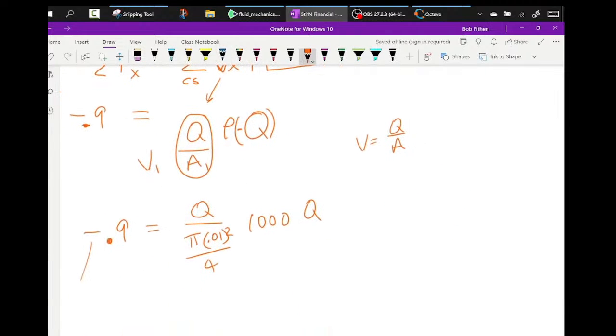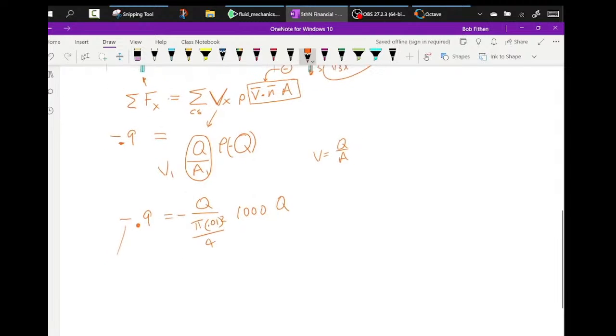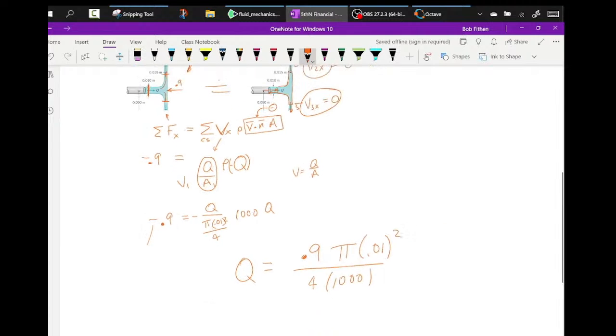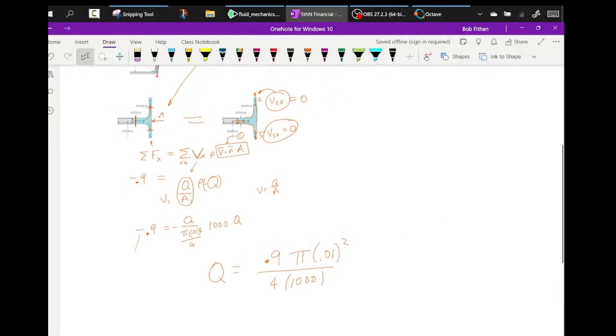Therefore, I could put this as a negative here, and then I end up with Q is equal to 0.9 times pi times 0.01 squared over the 4 and over the 1,000. And I'm too tired to calculate it. But you can check on that if you wanted to. So I'm going to call it quits now.